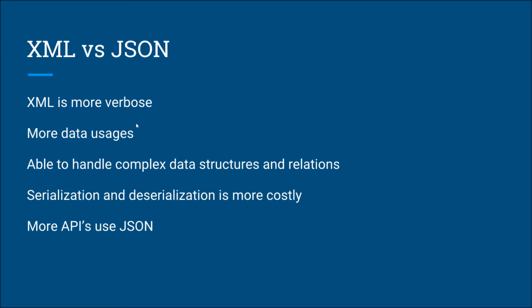Serialization and deserialization is relatively more costly for XML compared to JSON, especially on mobile devices. More APIs use JSON, like Facebook Graph API, Twitter API, and Google Maps API, while XML is more prevalent for desktop applications. So for things like saving your player preferences or game settings, XML would likely be a better option than JSON on a PC.